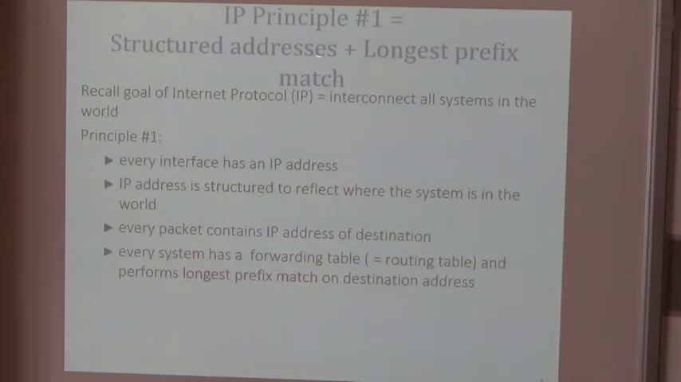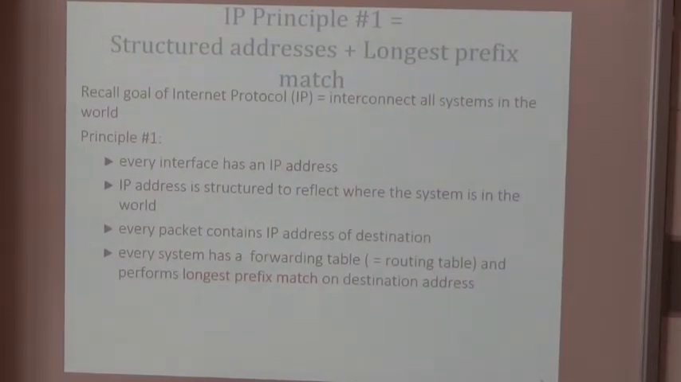The first principle is that the addresses are structured and the routers, the intermediate systems, do longest prefix match. So every interface has an IP address. If you have several interfaces, for example, your computer might have Wi-Fi and Ethernet, in which case you will have a different IP address for each of those. And the IP address is structured to reflect where the system is in the world. We've seen that. There is a subnet that identifies that you're at EPFL and where at EPFL you are.